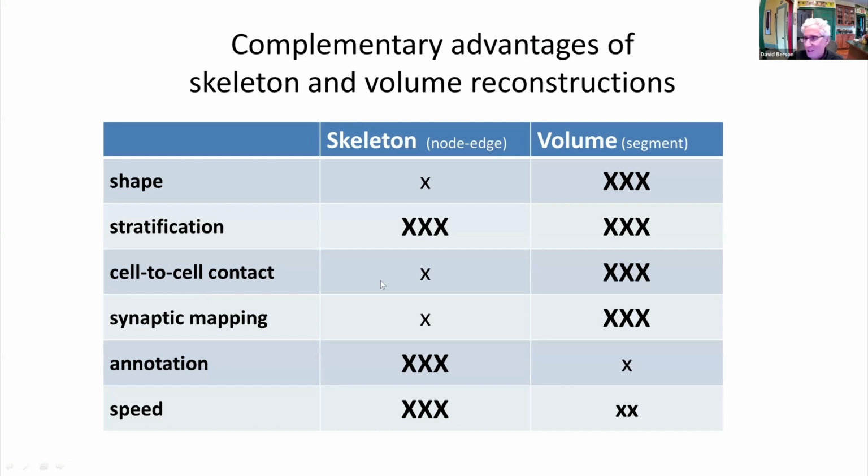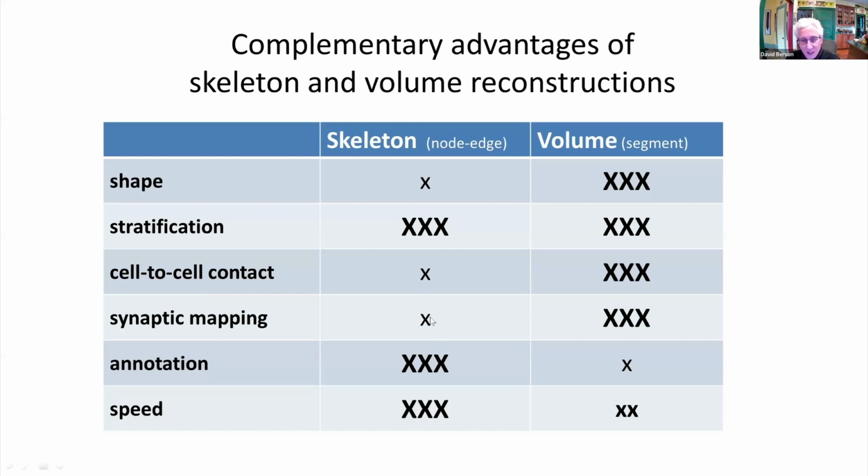If you want to know where the two cells touch each other, it's a lot easier with volumes than it is with skeletons, although you can use the skeletons to direct you to the right place to look to see if there's contact. Synaptic mapping, the same deal. If you're doing automated synapse detection, you want to know which volume your presynaptic element is sitting in.